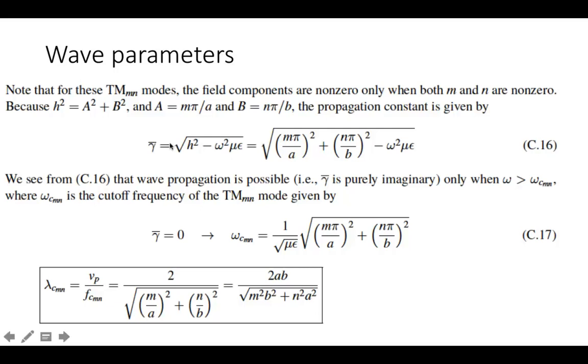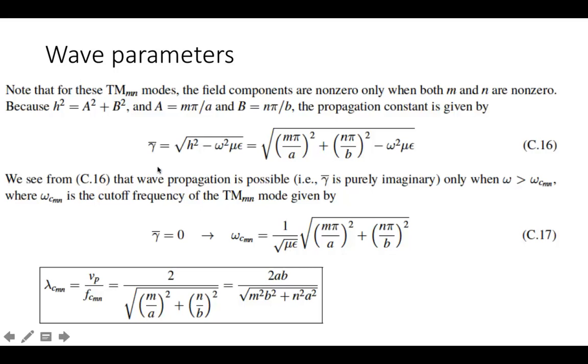You can see clearly that if you want propagation, gamma has to be imaginary. That would mean that the term under the radical would have to be negative. So omega squared mu epsilon would have to be greater than this sum, m pi over a squared plus n pi over b squared. It has to occur when omega is greater than some omega cutoff. The omega cutoff can be found by solving for the case where these two are equal, which means that for a given mode with a given waveguide dimension, the cutoff frequency is given by the following equation.